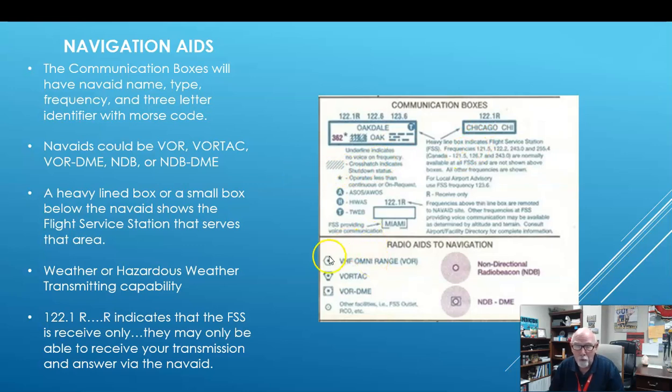It can be a VOR. Here it is right there. It can be a VORTAC, okay, which is a combination of VOR and a TACAN. It can be VOR DME. It can be an NDB, or it can be an NDB and DME. And again, 121, if there's an R, it indicates that the flight service will receive your radio transmission, but will only be able to transmit back via a repeater that's in the local nav aid. Okay, so right there, 121R. You would want to tune up to the Oakdale nav aid here on 362 on an NDB to listen to a transmission back to the airplane.